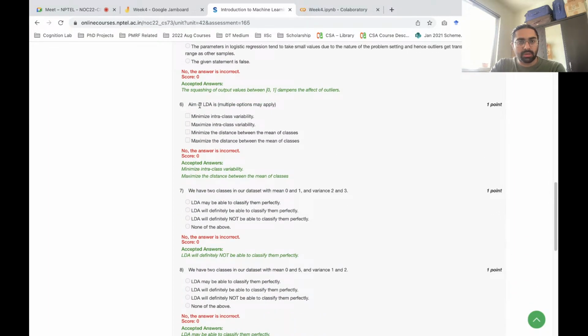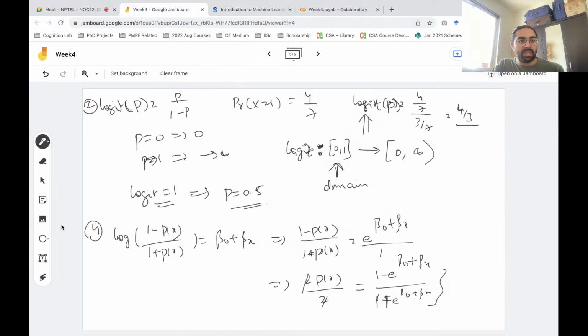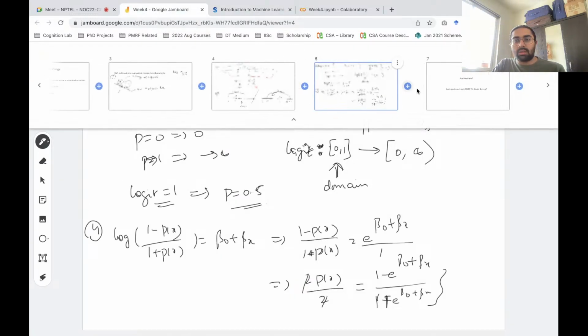Good enough. So then 6, what is the aim of LDA? Straightforward. You want to minimize the intra-class variability and maximize the distance between the two means of the two classes, and this is what gives rise to the alternate formulation of LDA, right? So in the class, sir showed that one way to arrive at LDA is to assume the Gaussian assumption on the class conditional densities, right? The other way is you have a function which tries to minimize this sort of a quantity, right?